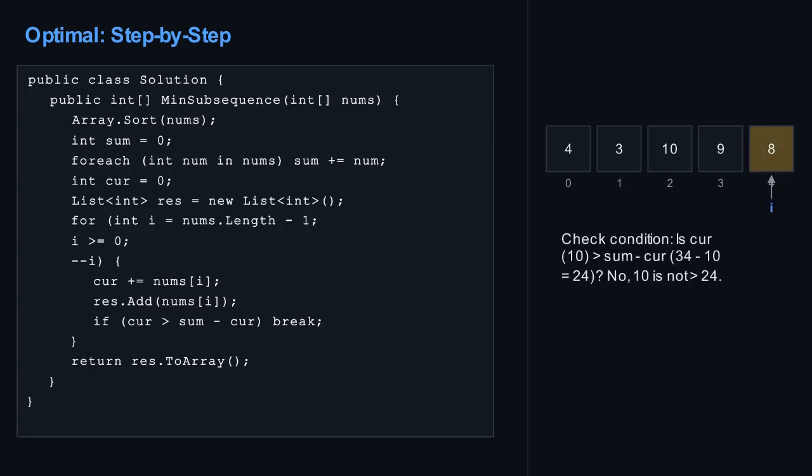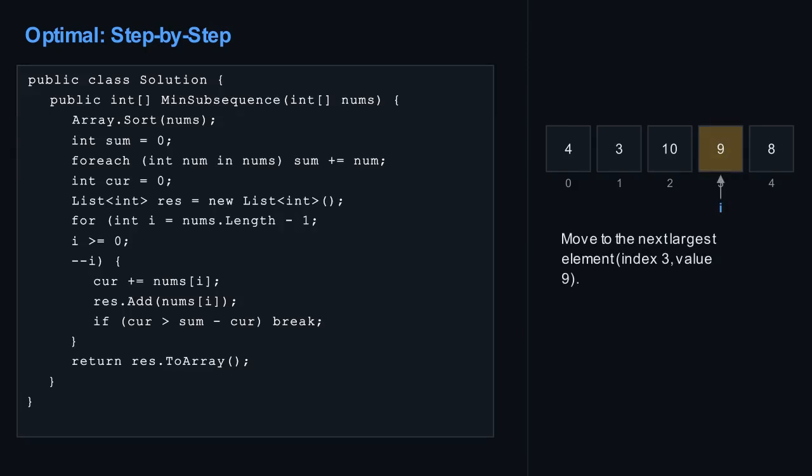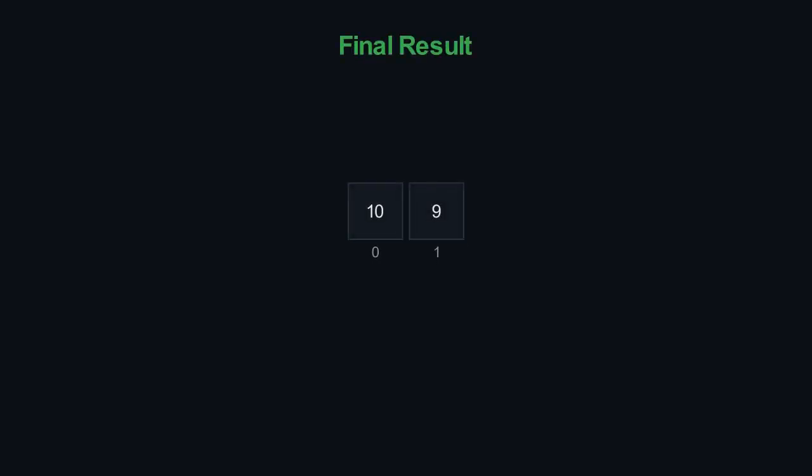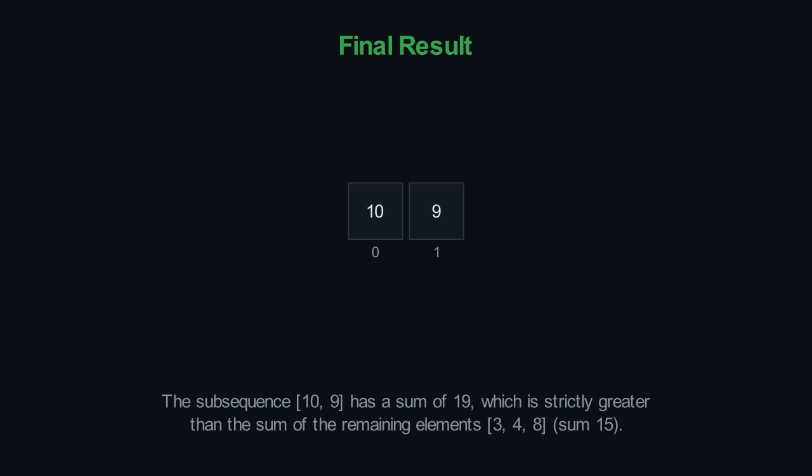No. Next, 9. Current sum becomes 19. Add 9 to result. Is 19 greater than 34 minus 19, which is 15? Yes. 19 is greater than 15. We've met our condition. We stop here. Our final subsequence is 10 and 9. This is correct because 10 plus 9, which is 19, is strictly greater than the sum of the remaining elements 3, 4, and 8, which is 15.